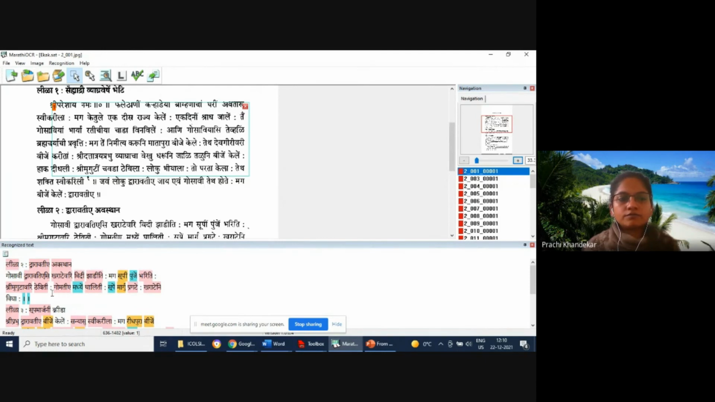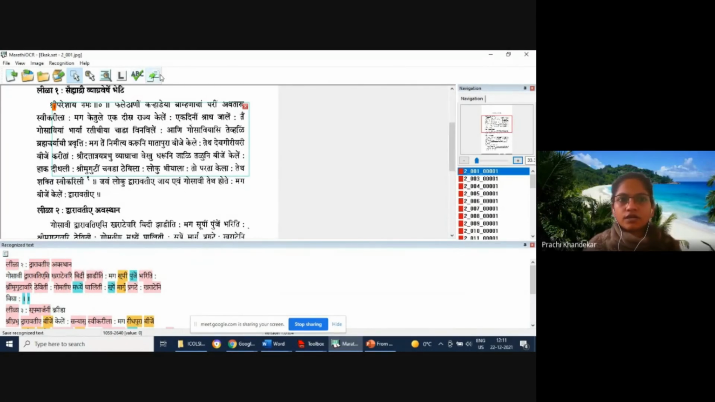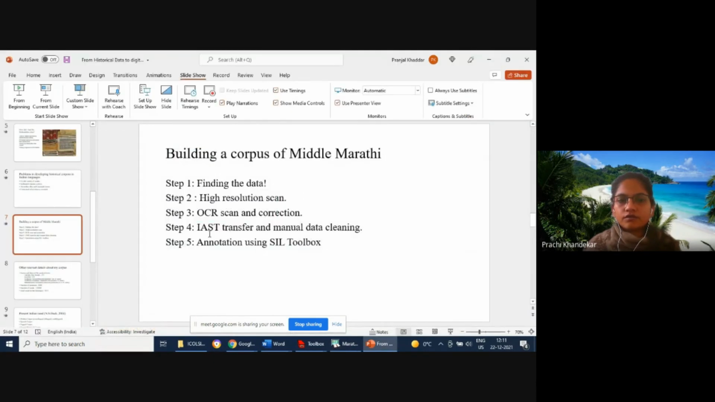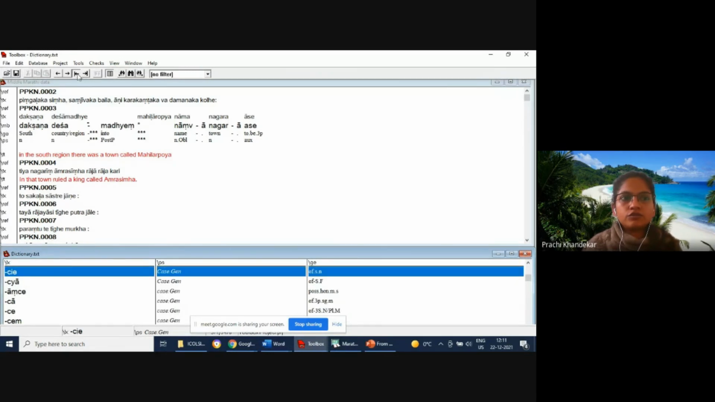After this step, so this can be purchased. It doesn't cost much, and once that is done, you can transfer your files into an IAST format, and IAST is the International Alphabet for Sanskrit Transliteration, and then this fifth step is the annotation for Toolbox. Toolbox is available freely. It's downloadable. You can learn it. I actually wanted to show how Toolbox works, but that is not possible. This is my data on Toolbox, and this is the dictionary that I have here.